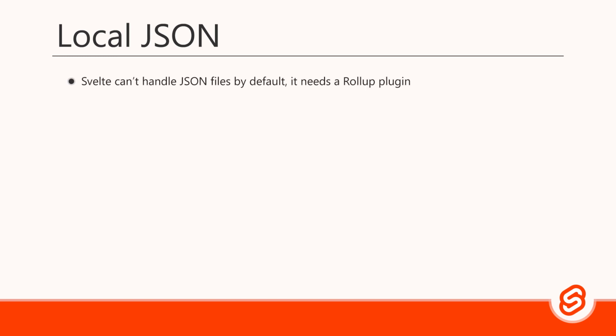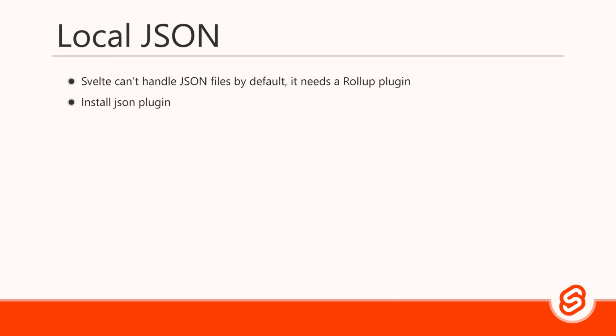Unfortunately, Svelte doesn't handle JSON files by default. We'll need to install the JSON Rollup plugin to do that. The JSON plugin is one of the official plugins that Rollup considers critical to everyday use. If you're interested, we'll leave a link in the description for the whole list of official plugins on GitHub.